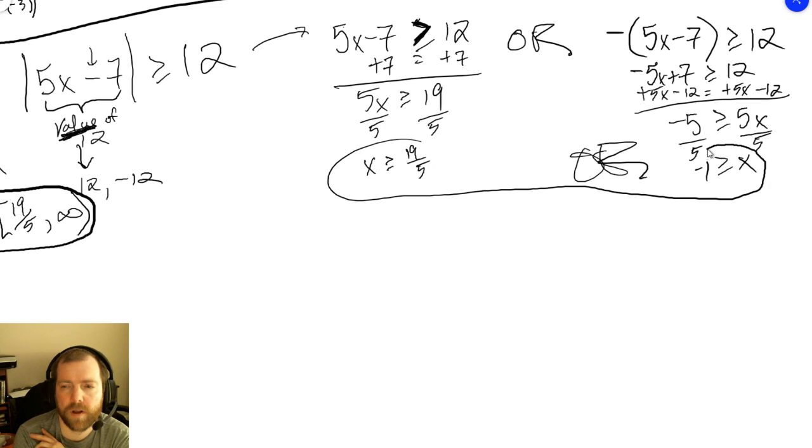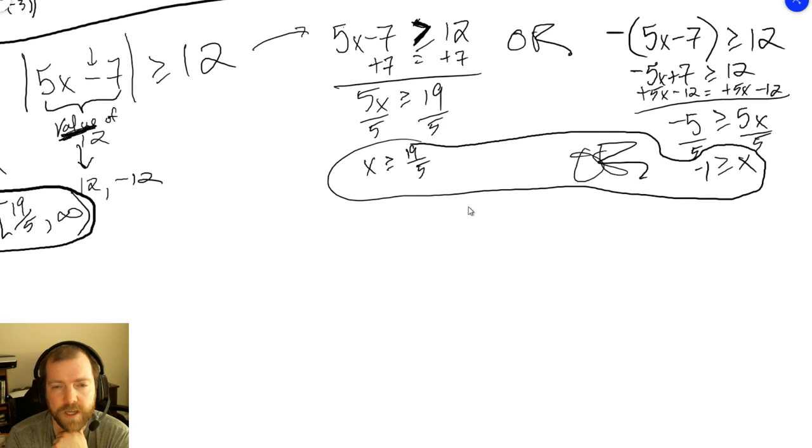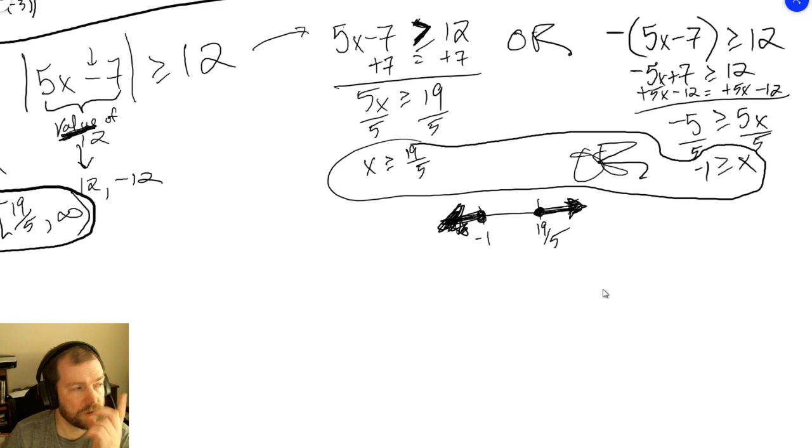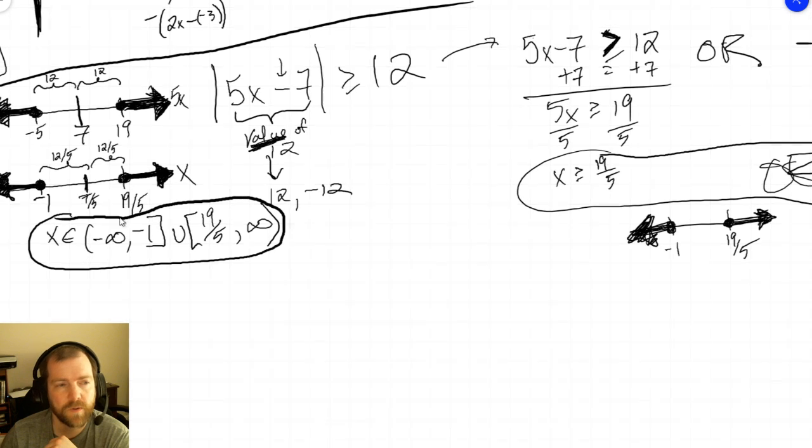Or x is less than or equal to negative 1, which again, negative 1, 19/5, shade out. And when we look at the other side over there, we got the same picture. So negative 1, 19/5, shade outward.